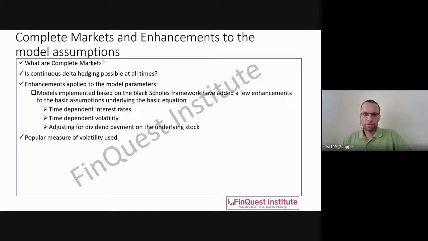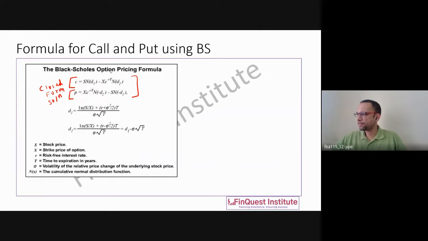All right. So maybe now we could take a break so that later on we can talk a bit about complete markets and enhancements which get applied on top of Black-Scholes. So maybe let's take a 5 minute break. So I think it's around 12:30 my time. So let's take a 5 minute break and come back by 12:35. Would that be okay? Yes, sir. Okay. Okay.